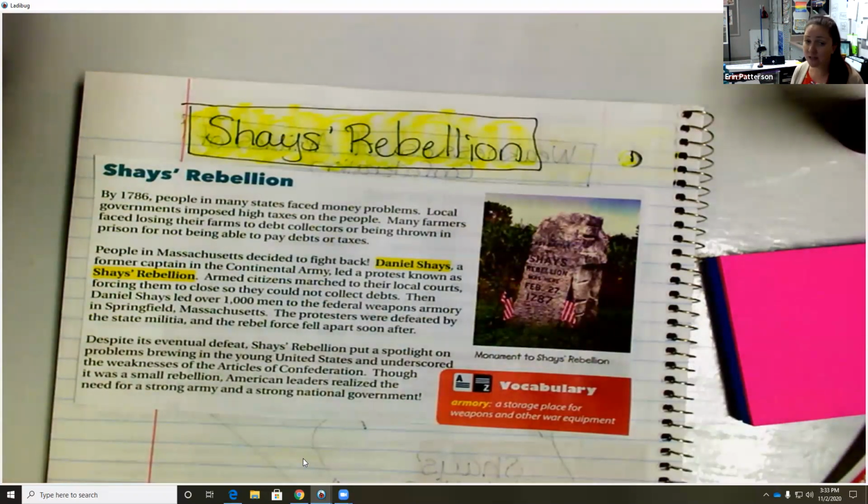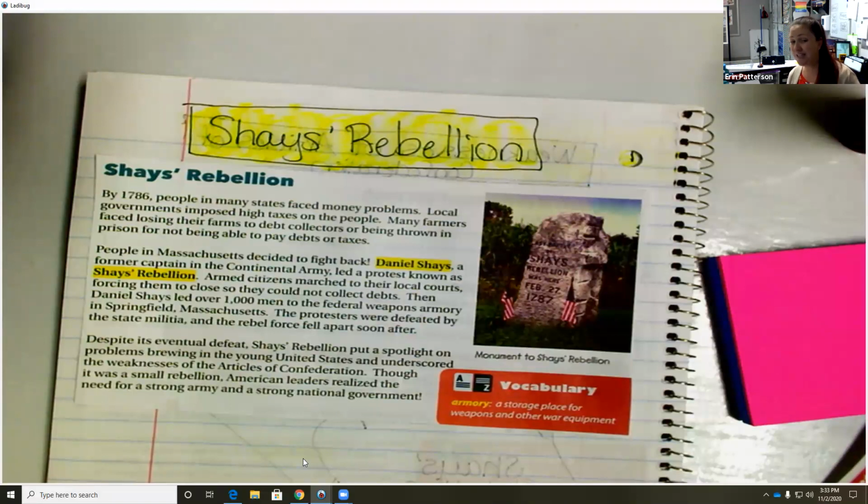Many farmers faced losing their farms to debt collectors or being thrown in prison for not being able to pay debts or taxes. People in Massachusetts decided to fight back. Daniel Shays, a former captain in the Continental Army, led a protest known as Shays' Rebellion. Armed citizens marched to their local courts, forced them to close so they could not collect debts. Then Daniel Shays led over 1,000 men to the Federal Weapons Armory in Springfield, Massachusetts.